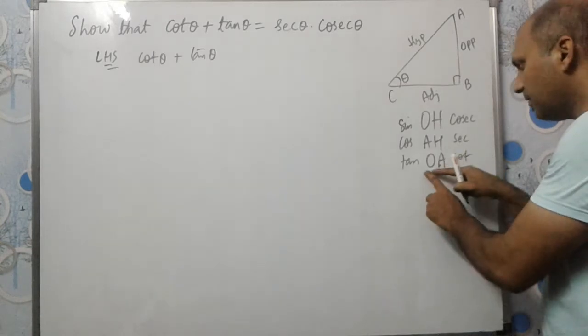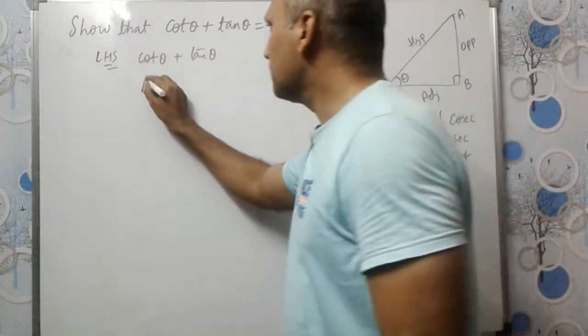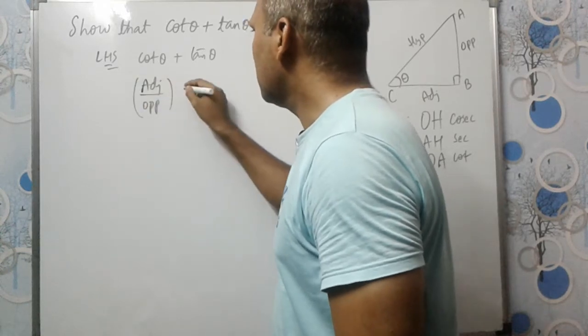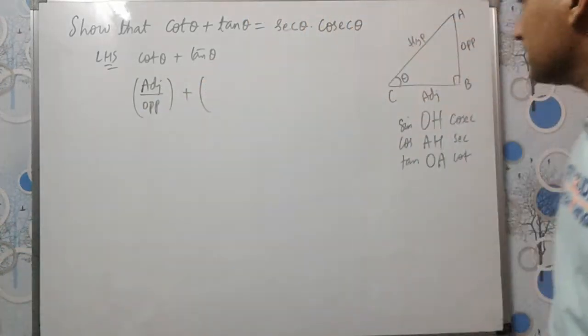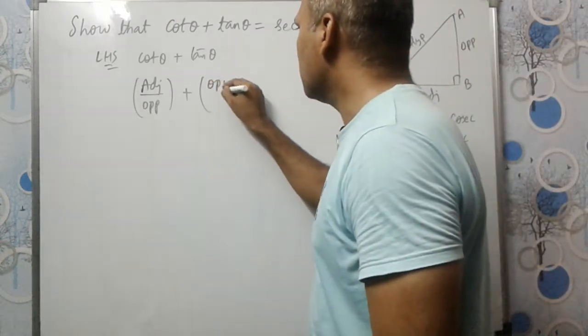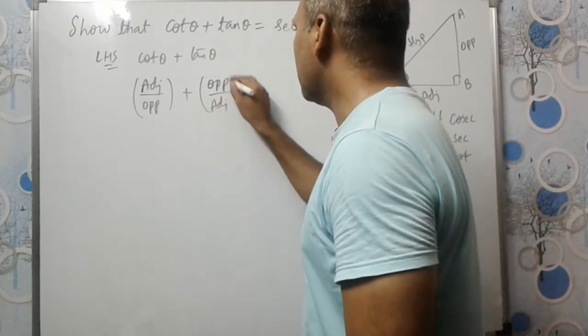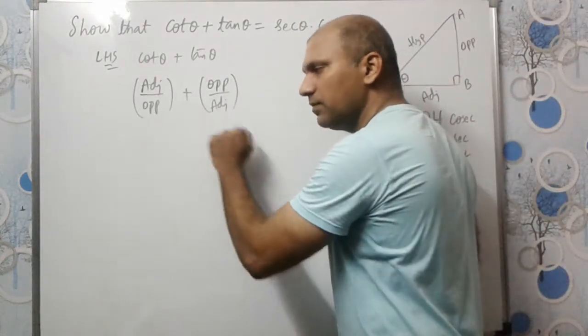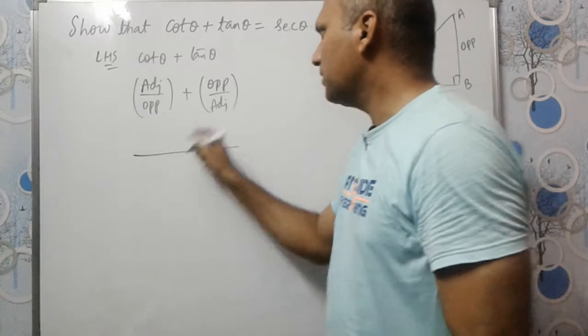Cot is adjacent divided by opposite. So let us write adjacent divided by opposite plus tan. What is tan? Opposite divided by adjacent. So this is opposite divided by adjacent. Let us simplify this. Denominators are different, so let us multiply the denominators.